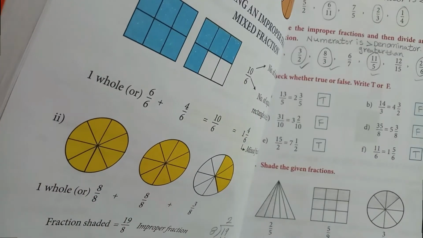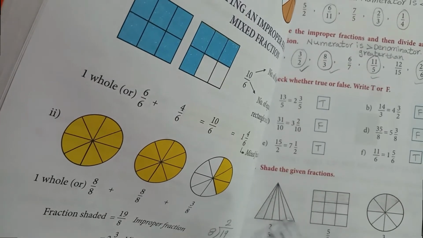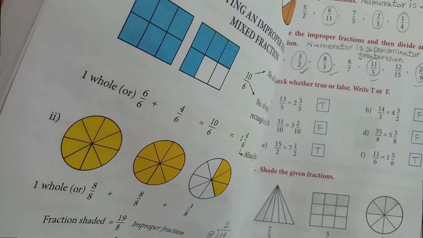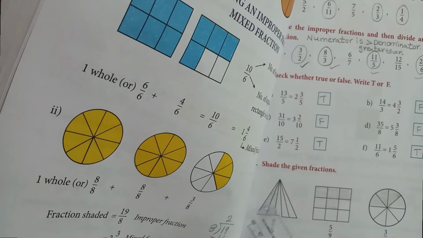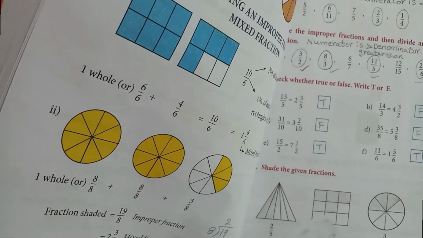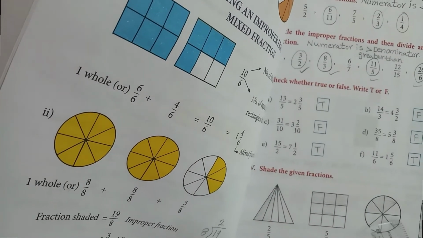Now shade the given fractions here. Here they have given 5 parts in a whole. So now you color 2 parts. 1, 2. 2 by 5. Likewise, the rest of the sums you do it.